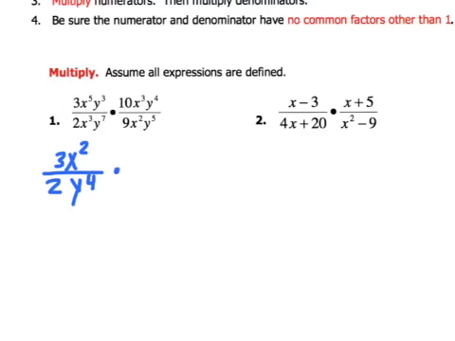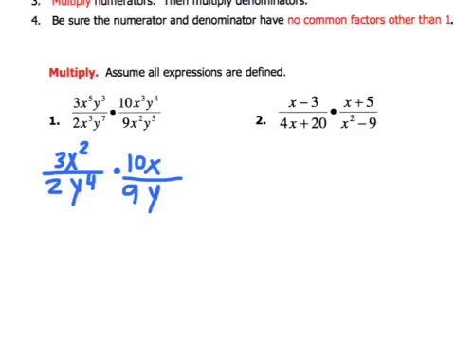For my next expression, I need to simplify. Again, 10/9 is already simplified. For my x's, I would be left with an x to the 1st in the numerator once I take 3 minus 2. And for my y's, I'd be left with a y to the 1st in my denominator. Now you're ready to multiply.